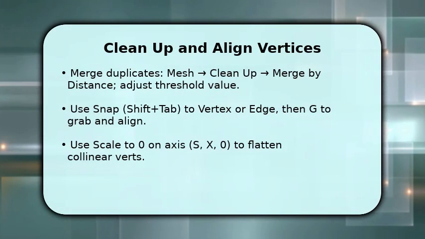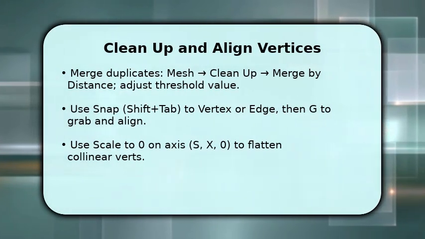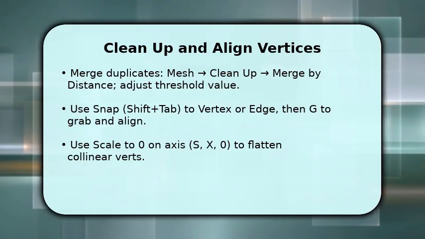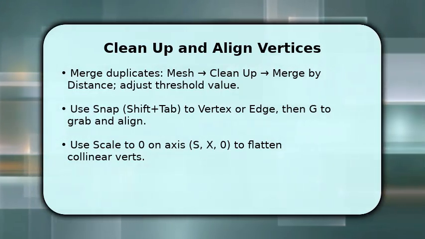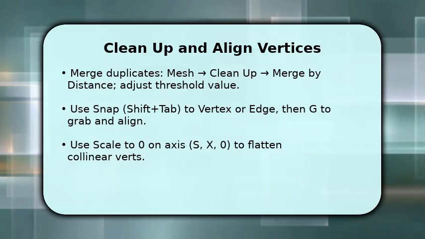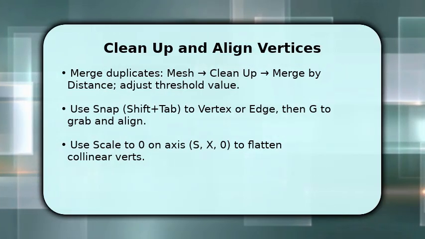Now you clean and align vertices for a tidy topology. Run merge by distance to remove duplicates and tweak the threshold until only true overlaps merge. Next, enable snap to vertex or edge and grab vertices with G while snapping to align them precisely.